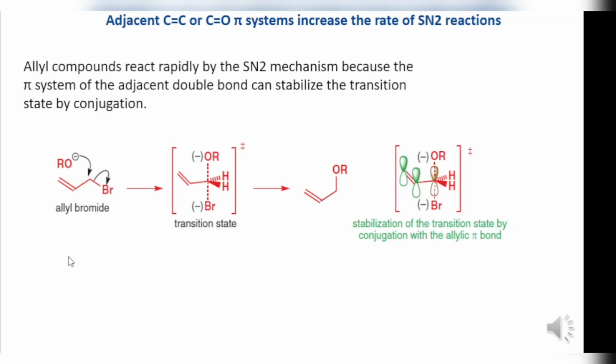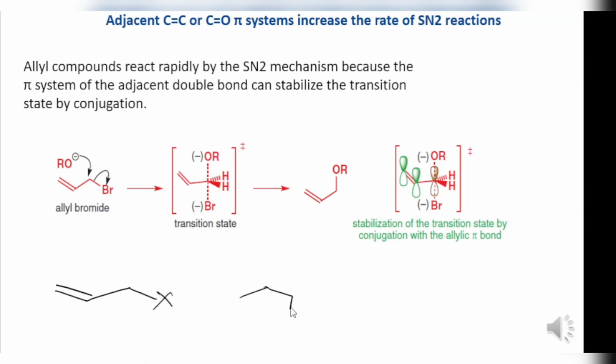Allylic compounds: suppose there is a double bond, this carbon is called the vinyl carbon and this carbon is called allylic. If a leaving group is attached, this type of system we call allylic.